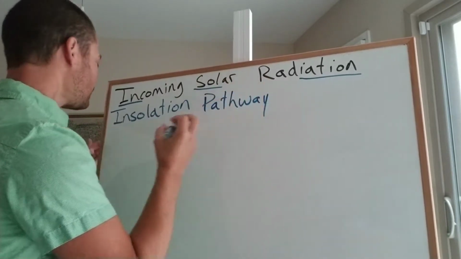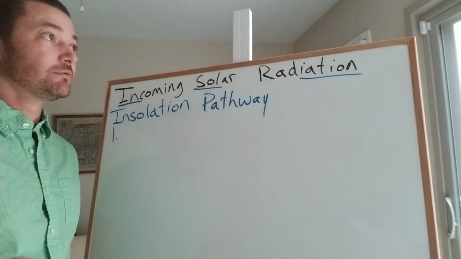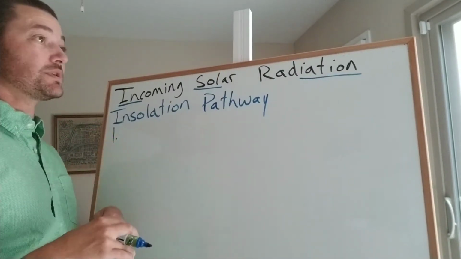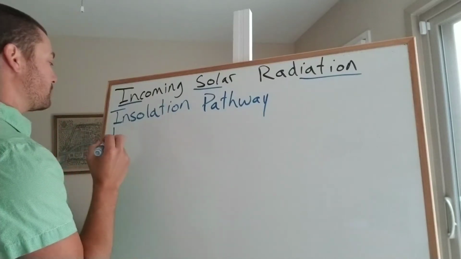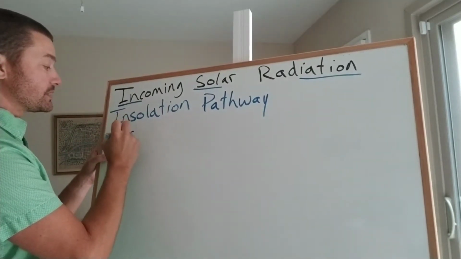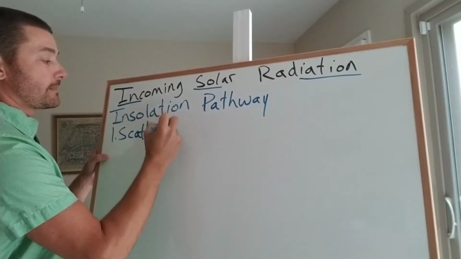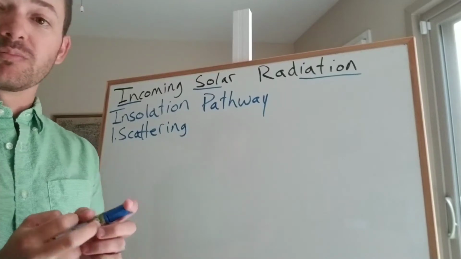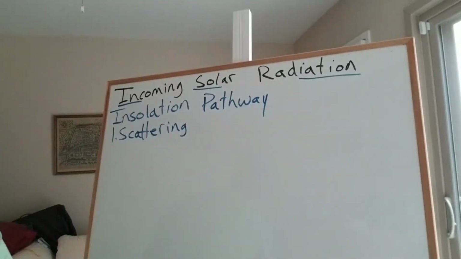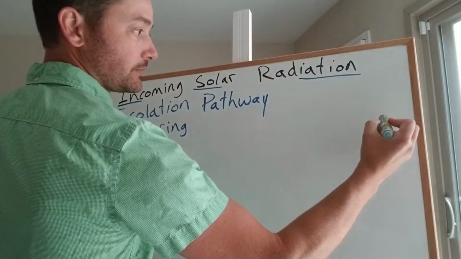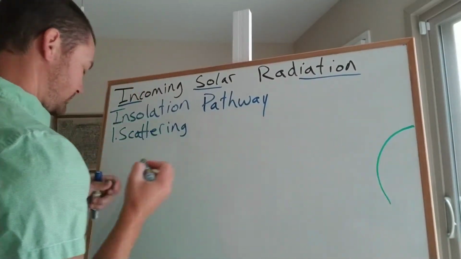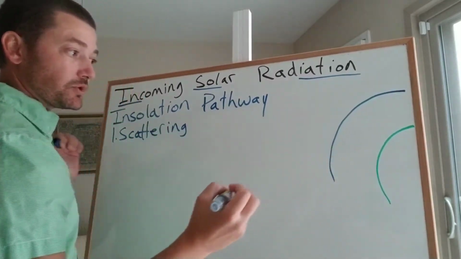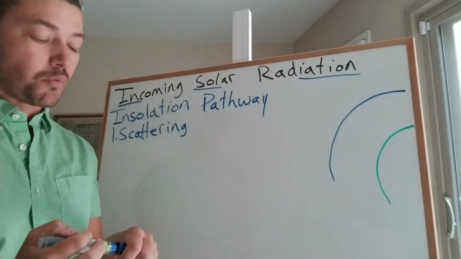So insolation pathway. The basic chain of events, the process that this energy from the sun takes to get to us, for you to feel it, the first step is scattering. Scattering. So as energy approaches our atmosphere, we've got the Earth. Okay. We've got the atmosphere, which is about 300 miles away from Earth's surface.